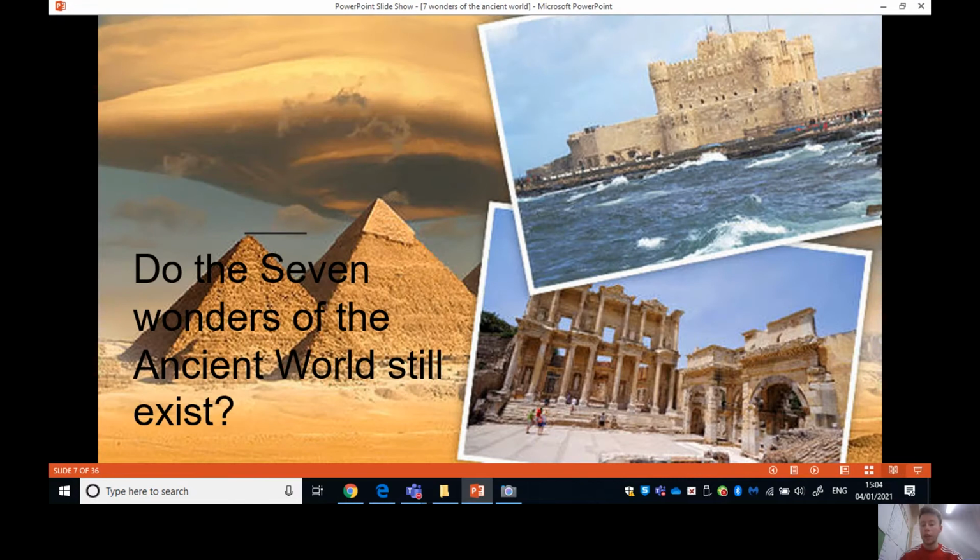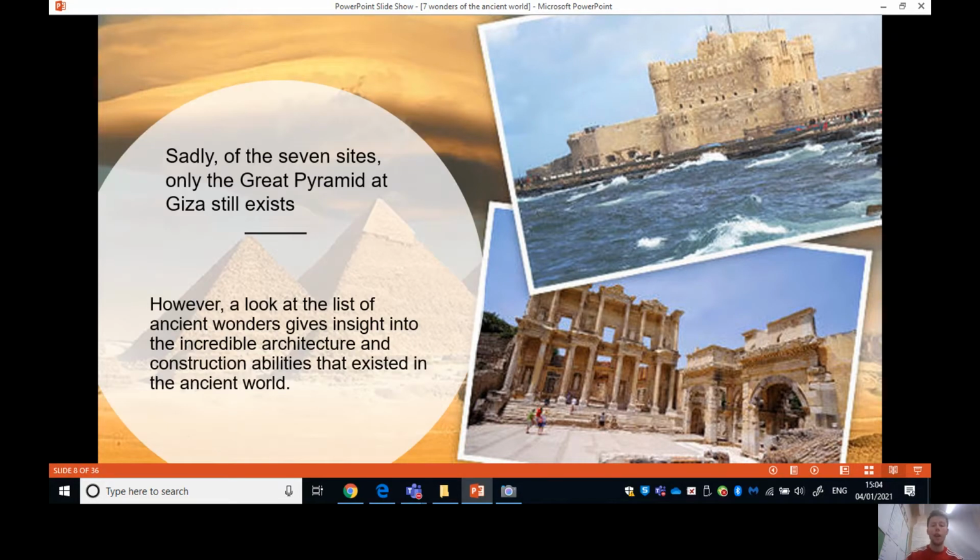So a question that you definitely have in your head is, do the 7 wonders of the ancient world still exist? Well, sadly, of these 7 wonders, only the Great Pyramid at Giza in Egypt still stands today.